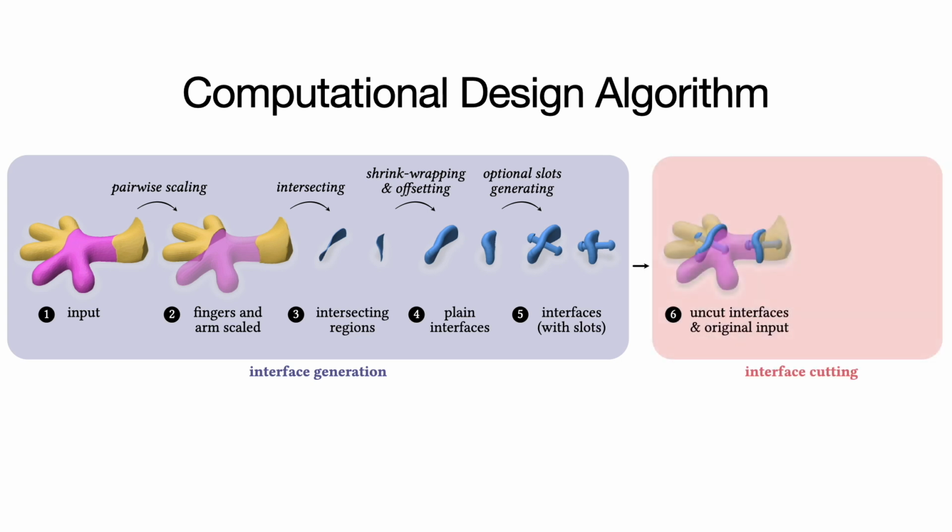After an interface is generated, it may extend beyond the original input geometry. To fix this, our algorithm performs interface cutting. During this process, the interface is cut by being intersected with the original input meshes. Then it is subtracted from each input mesh to produce cut input meshes. These meshes and the cut interface meshes are then exported as STL files for 3D printing.